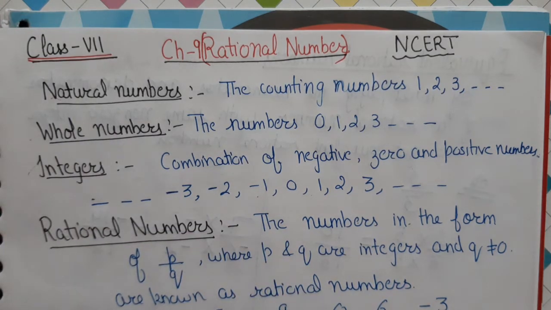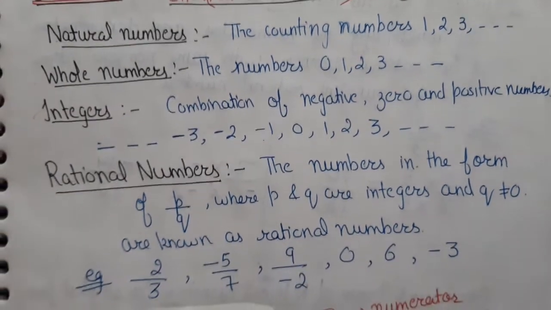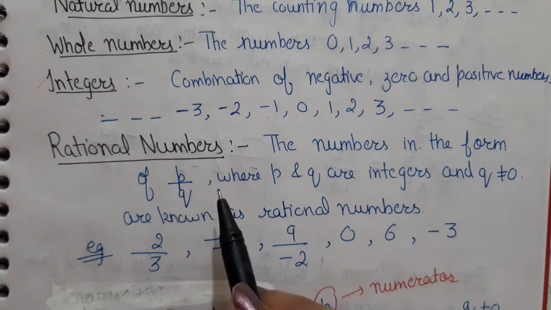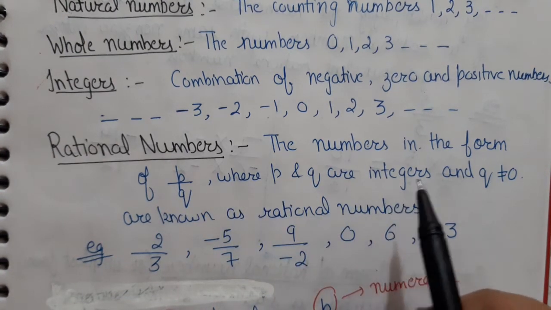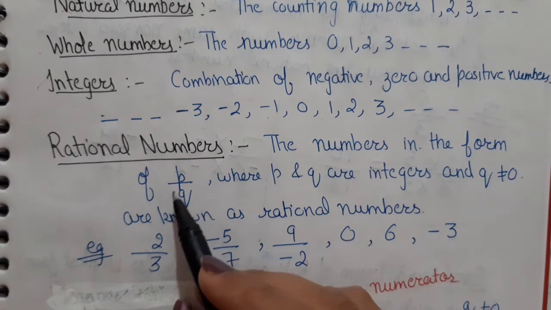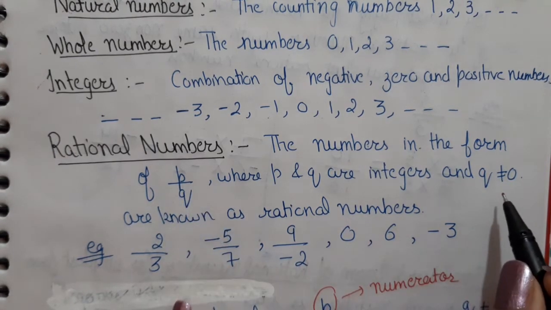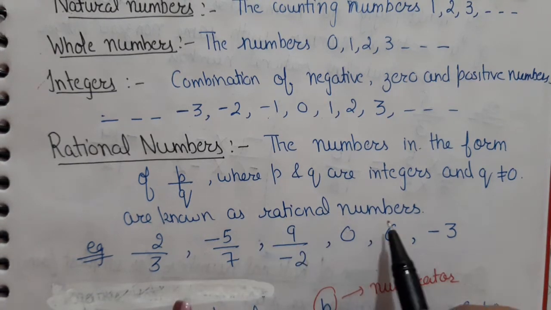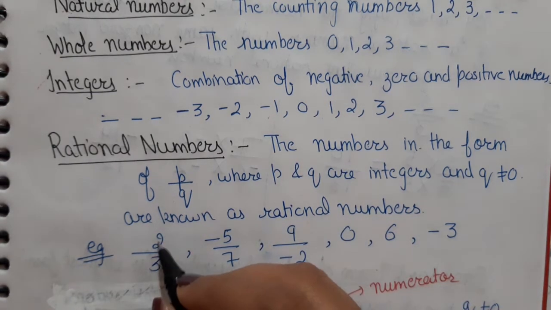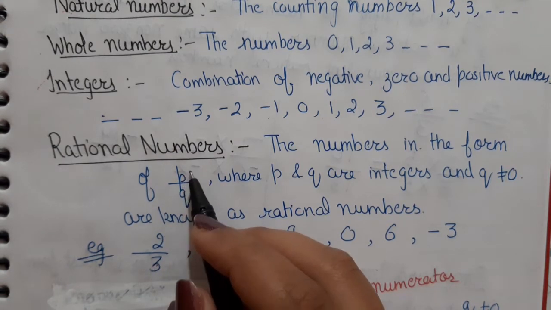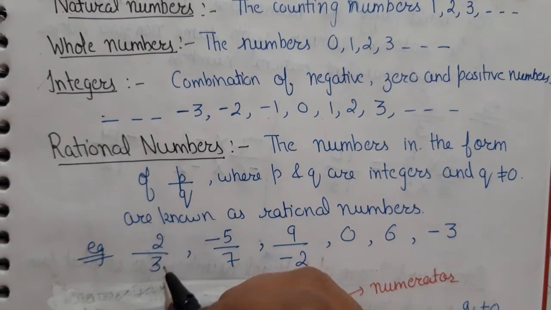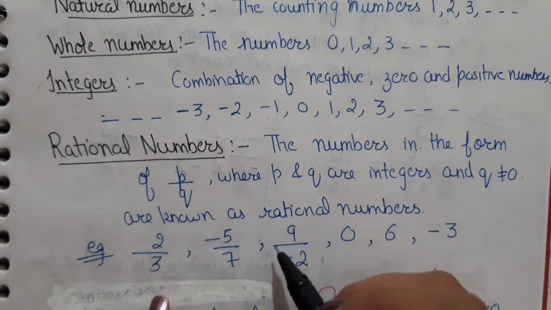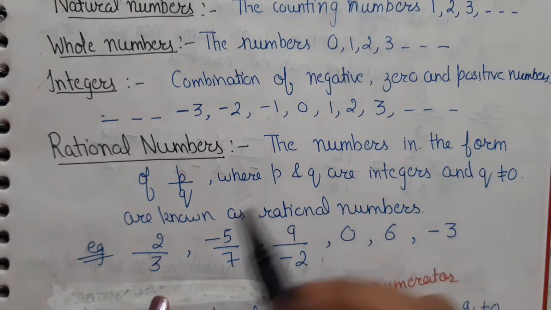So we have already discussed the natural numbers, whole numbers and the integers. Now we will discuss what are rational numbers. The numbers in the form of p upon q, where p and q are integers and the denominator q is not equal to 0, are known as rational numbers. For example, 2 upon 3, where p and q are integers, so 2 is an integer and 3 is also an integer. For example, 2 upon 3, minus 5 upon 7, 9 upon 2. 0 is also a rational number.